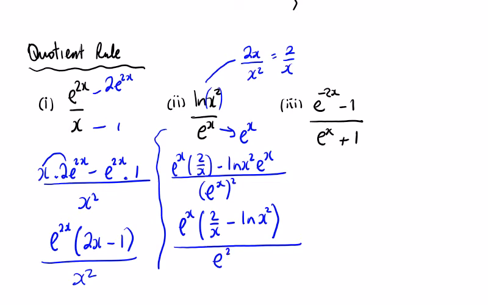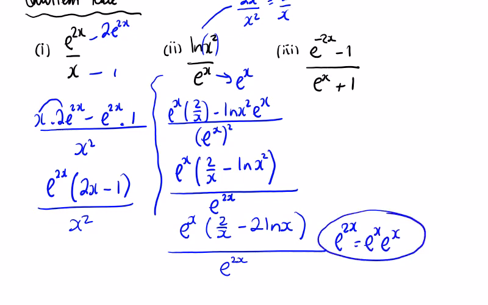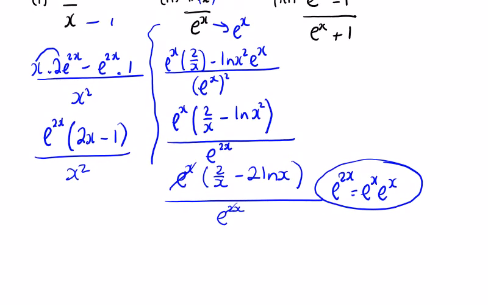or e to the power of 2x. We multiply our indices, just be careful. So we're going to get on top, that can be e to the power of x by 2 over x minus twice the natural log of x, bringing the power in front, over e to the power of 2x. And e to the power of 2x is equal to e to the power of x by e to the power of x. So that's going to cancel. On top I'm left with 2 over x minus twice the natural log of x, and on the bottom I just have e to the power of x.